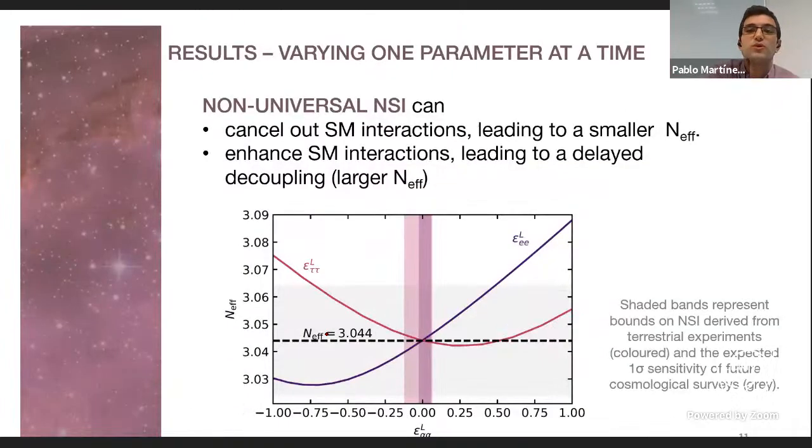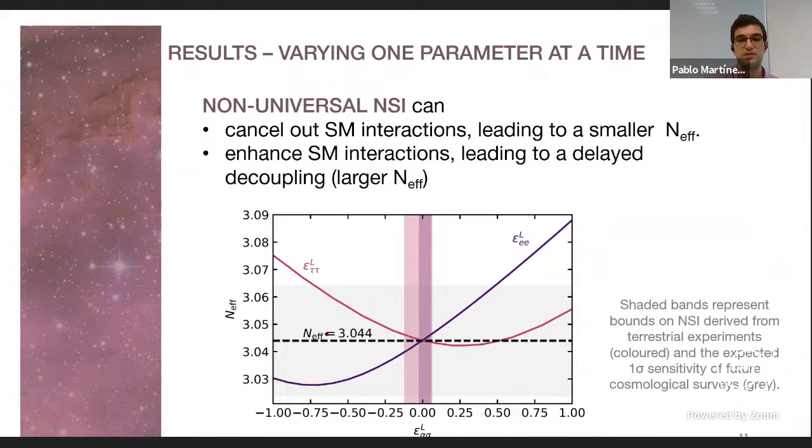So now I want to show you how this N_eff varies with the different types of NSI parameters. So let us first see what happens with non-universal NSI. As I said, they can cancel out the standard model interactions. That means that there are fewer interactions between neutrinos and electrons in the plasma, so that neutrinos decouple earlier, and that leads to a smaller value of N_eff.